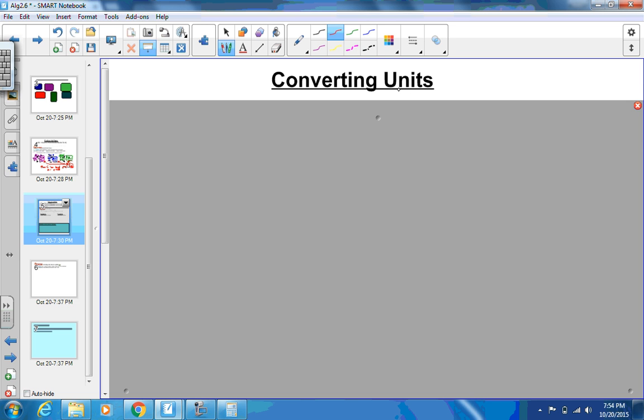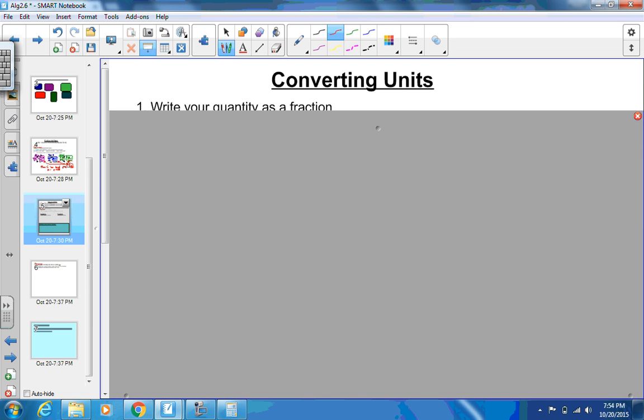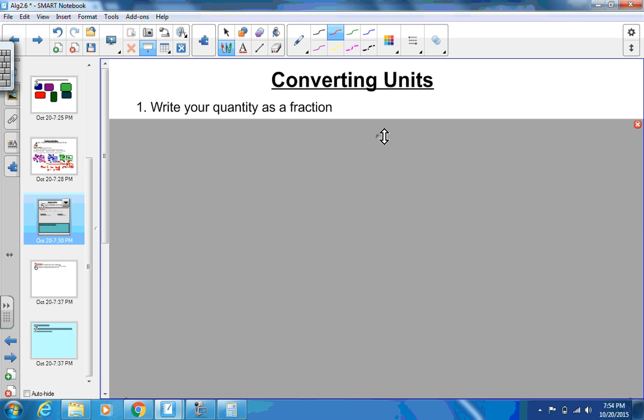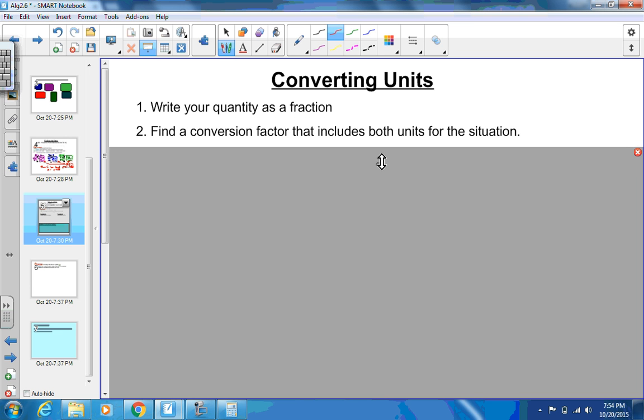So, converting units. First step to converting units is write your quantity as a fraction. So if it's not written as a fraction, write it as a fraction. Second step, find a conversion factor that includes both units for the situation. So when I say both units, I mean your starting unit and your ending unit, what you want to end up with.